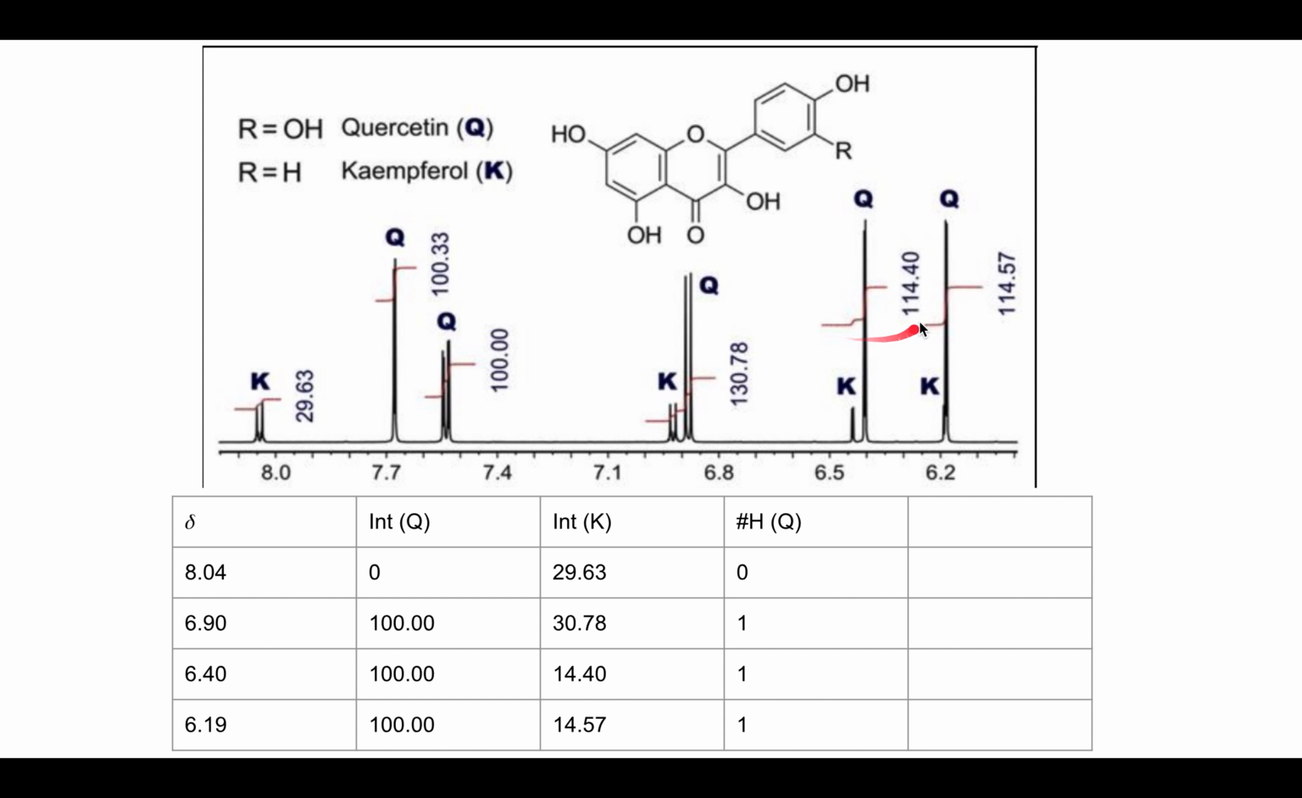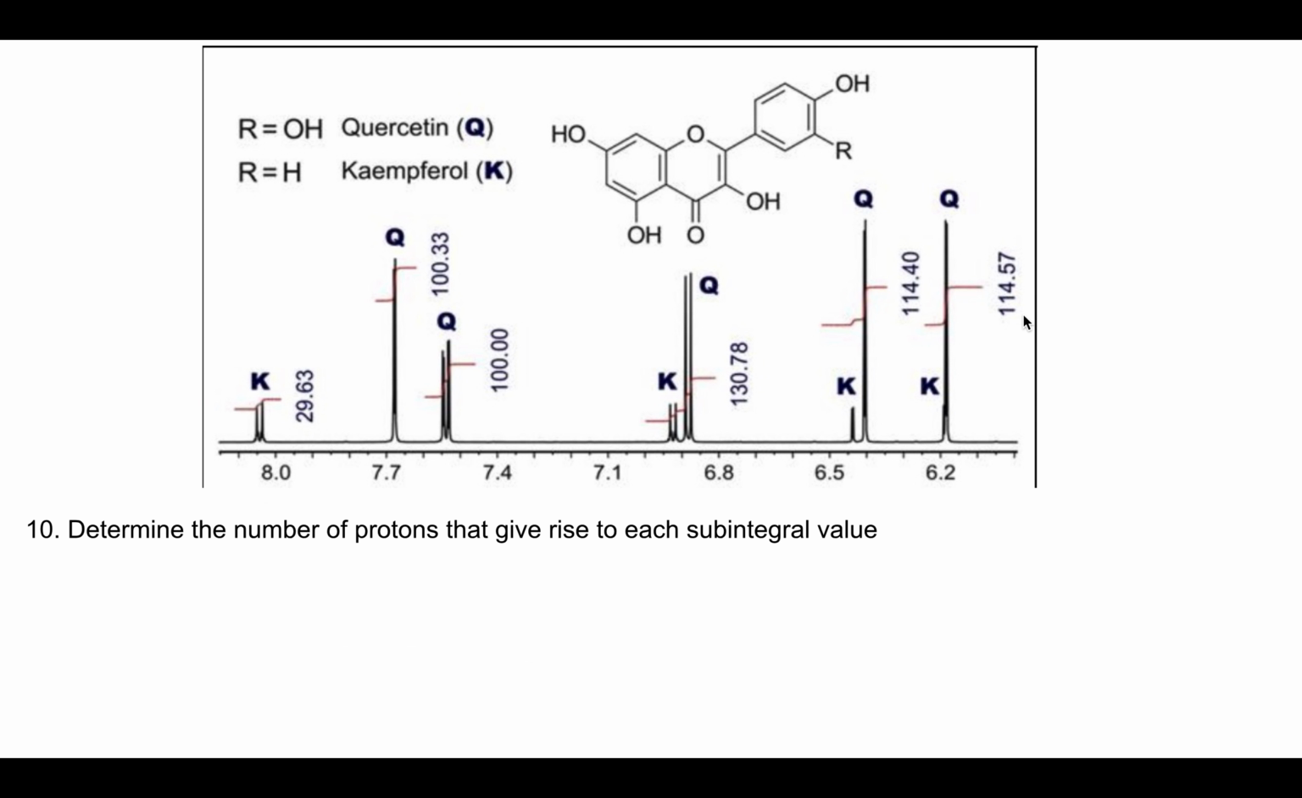At 6.40 ppm, we know that this Q signal has an integral value of 100, so if we subtract that away from 114.40, we get that the integral value for the impurity K is 14.40. And lastly, at 6.19 ppm, we take 100, subtract it away from 114.57 to get that the integral value for K is 14.57. Step 10 says to determine the number of protons that give rise to each subintegral.